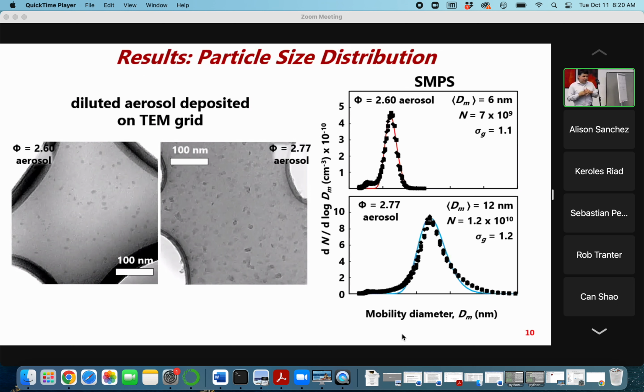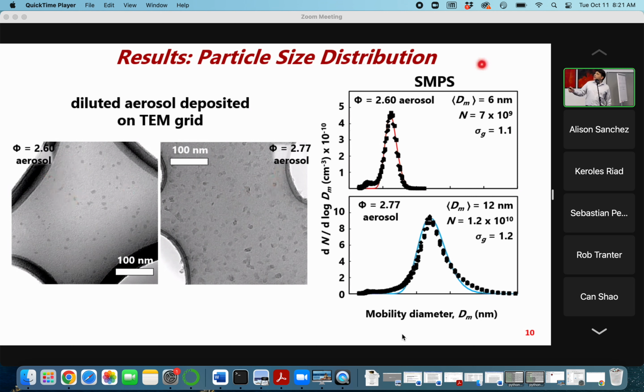Okay, so looking at the TEM images, here are two cases: the 2.6 equivalence ratio and the 2.77 equivalence ratio. We took a lot of these TEM images, and the first thing we were able to confirm is that these are not agglomerates being formed. This is a premixed flame with a very short growth time, so we're not expecting them to aggregate and form larger fractal particles. We're expecting primary particles at the earliest growth stages, and that's what these TEM images confirm to some extent.